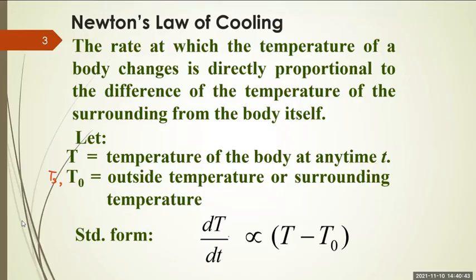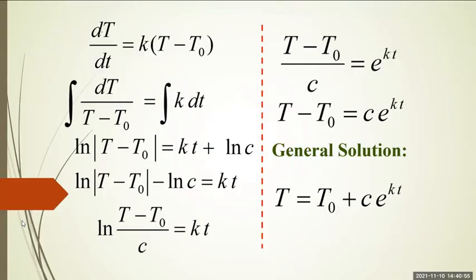So the standard form is dT with respect to t is proportional to the difference in temperature between the body and the surrounding. So dT, the temperature with respect to time, is k, the proportionality constant, times the difference between the temperature of the body at any time and the temperature of the surroundings. What's going to happen is that you can separate this because this is variable separable.